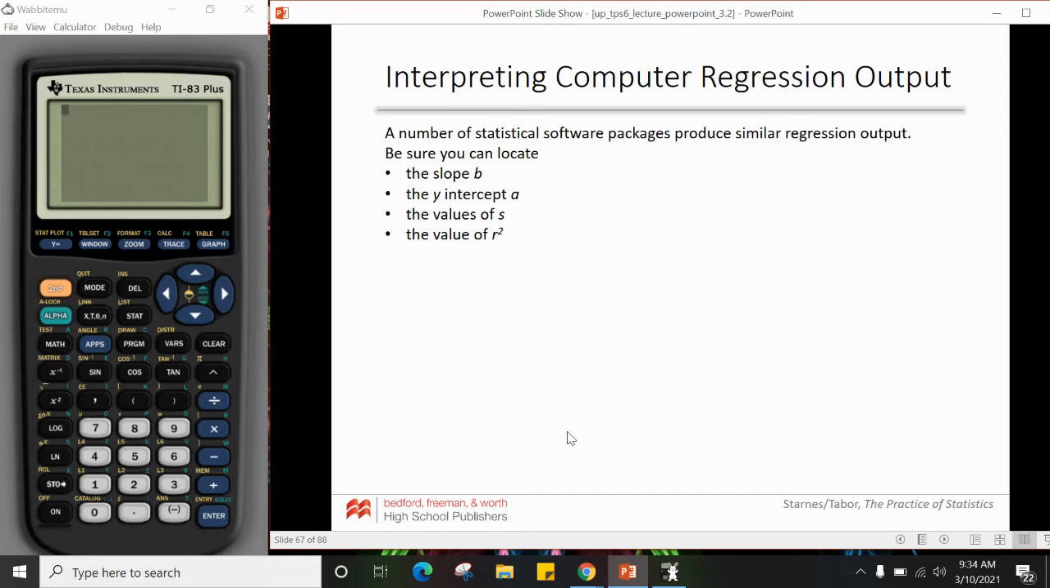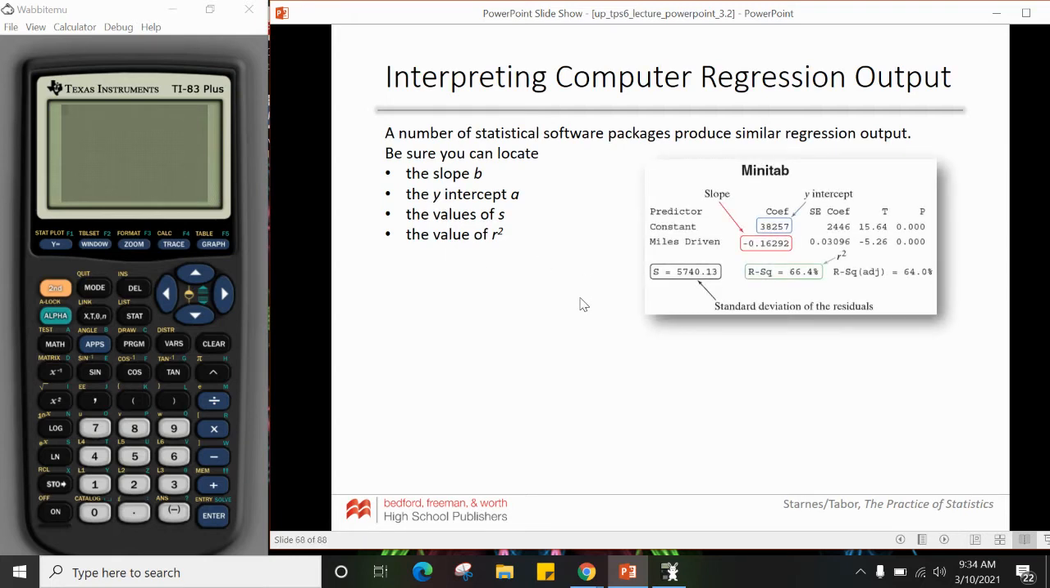Normally when you do some type of regression, you're going to get the slope, which is our B value, our Y-intercept, our A value, the values of S, and the value of R squared. The question is just how do you find it? So I think S and R squared are probably the two easiest to find because they'll typically be S and R dash squared, or it might actually say R squared. We'll see a couple different variations of this. The hard part is remembering the slope and the y-intercept.